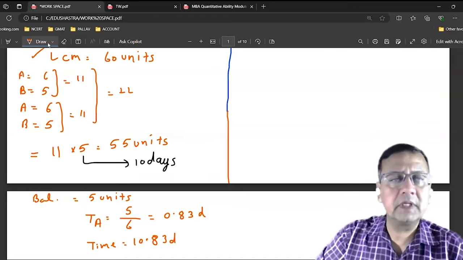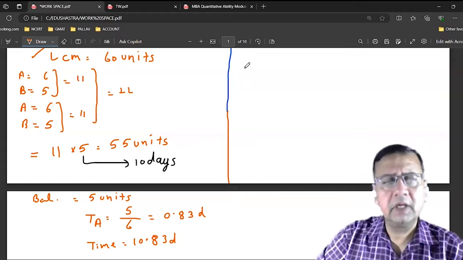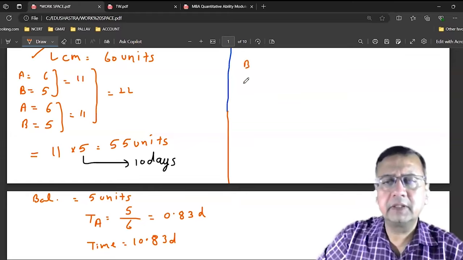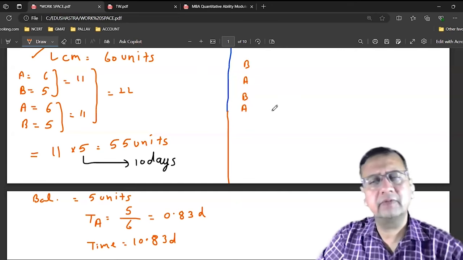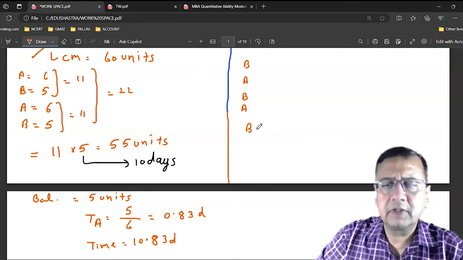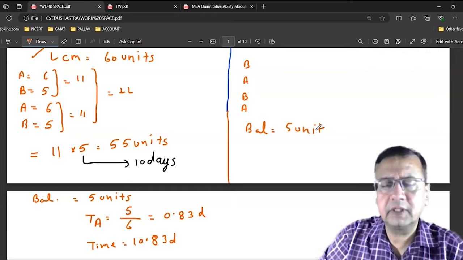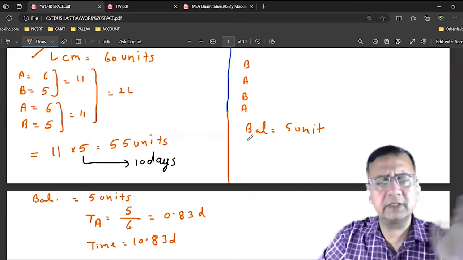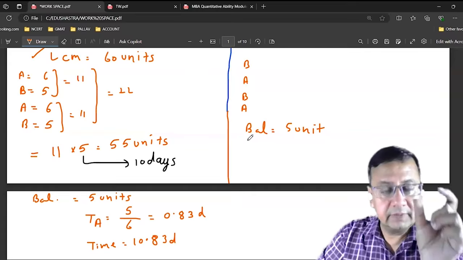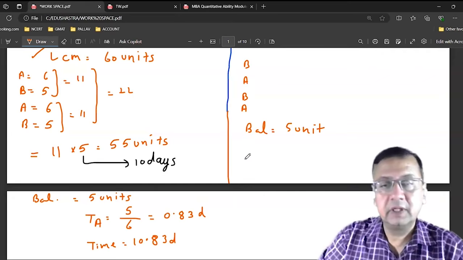B. The same thing is here, right? First B is coming, then A, then B, then A, and everything goes the same. There is some balance work. How much is the balance work? That is 5 units of balance work, right? And in 10 days, 55 units are finished. So everything is the same, no change. The change is here, in the balance unit.